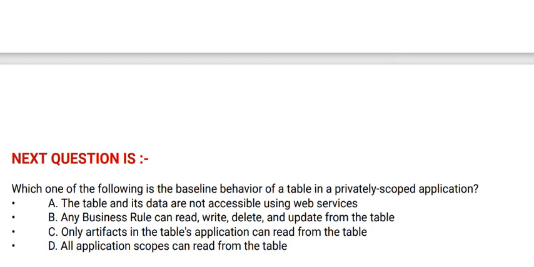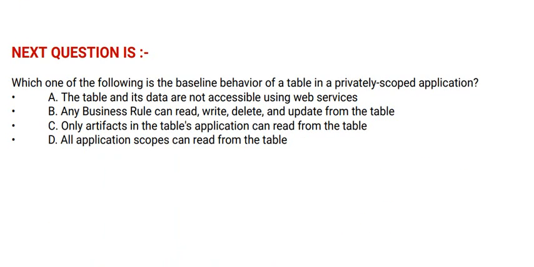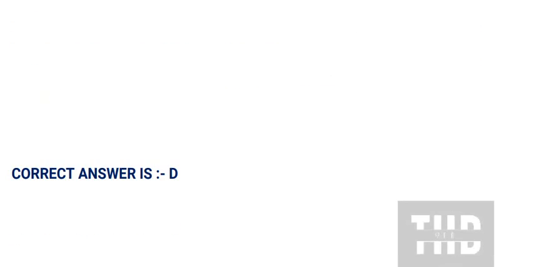Next question is, which one of the following is the baseline behavior of a table in a privately scoped application? Option A, the table and its data are not accessible using web services. Option B, any business rule can read, write, delete, and update from the table. Option C, only artifacts in the table's application can read from the table. And option D, all application scopes can read from the table. And the correct answer is option D.